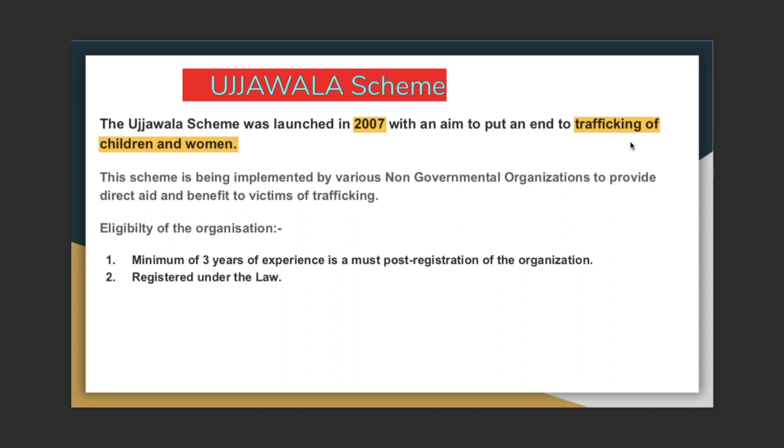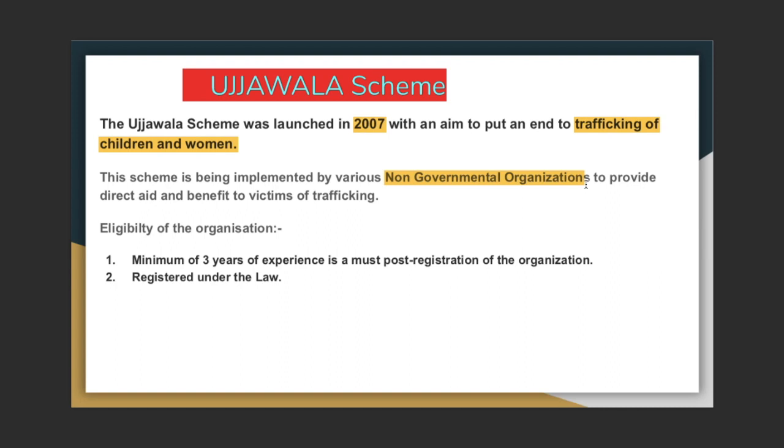Understood? Now, the next important thing you need to remember is that the scheme is not being implemented by any central government organization. Basically, under this scheme, it will be implemented by NGOs, and the NGOs engaged in the work of checking the rise of trafficking at the border, interstate, intrastate, intercountry, will be involved under this Ujjwala scheme.